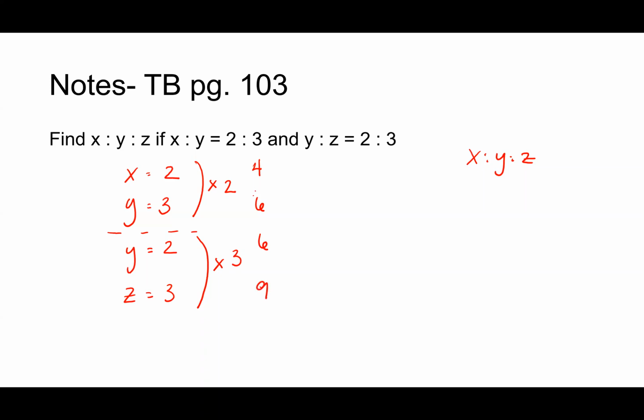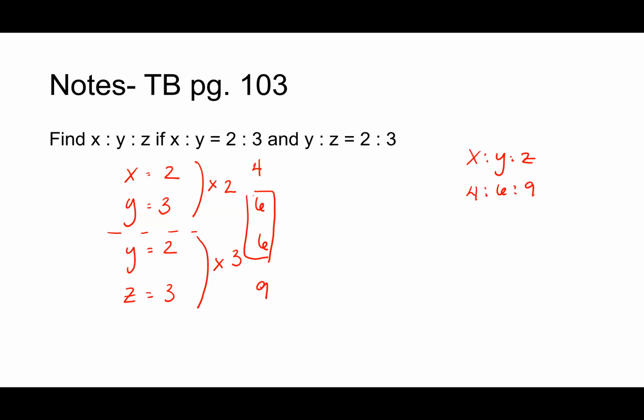Now these are equal. Now can I compare x to y to z? Yeah. All right, what is the ratio? What is the ratio, Elijah? 4 to 6 to 9. Okay, great job. Let's do this visually, you guys.